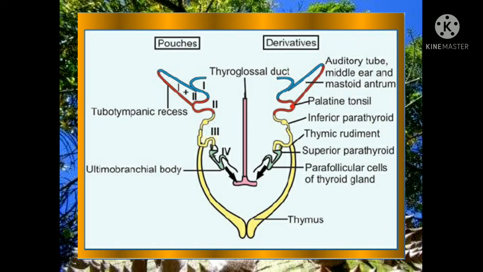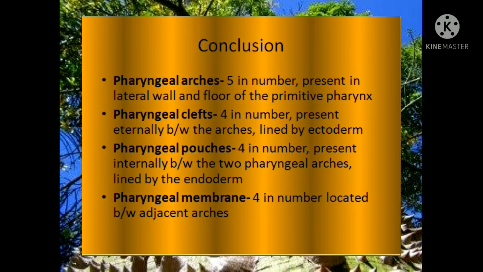Next, the derivatives of pouches. From the first pharyngeal pouch, the tympanic cavity, auditory tube, and inner surface of the eardrum develop. From the second pharyngeal pouch, the palatine tonsil and tonsillar fossa develop. From the third pharyngeal pouch, the thymus and inferior parathyroid gland develop. From the fourth pharyngeal pouch, the superior parathyroid gland develops and the thyroid gland may develop. From the fifth pharyngeal pouch, the ultimobranchial body develops.